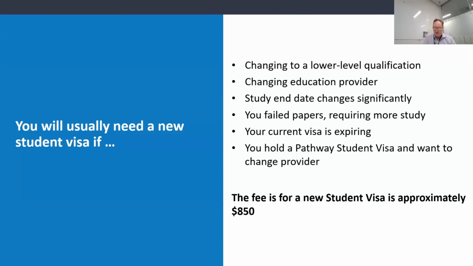If you hold a pathway student visa and want to change education providers, you'll also need to apply for a new student visa. The fee for a new student visa is approximately $850.